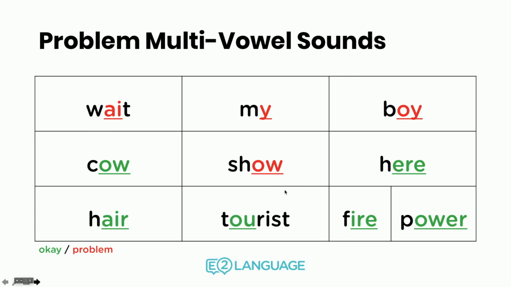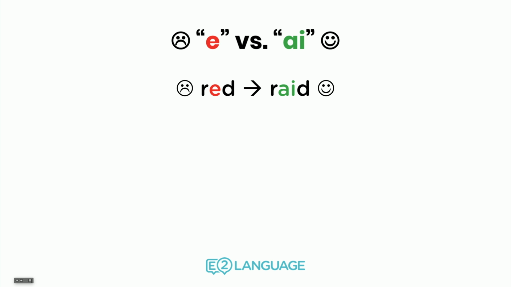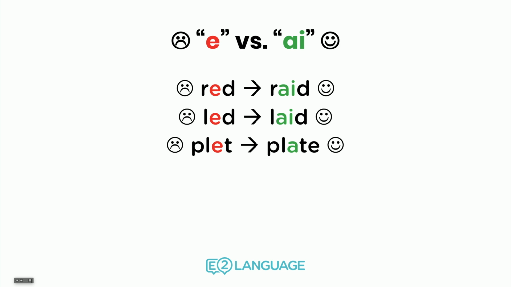Okay, let's do some practice of these specific ones. We're going to look at the difference between e and a. So don't say red if you're trying to say raid. Red, raid. Don't say lead if you're trying to say laid. Lead, laid. Don't say plet if you're trying to say plate. Plet, plate.